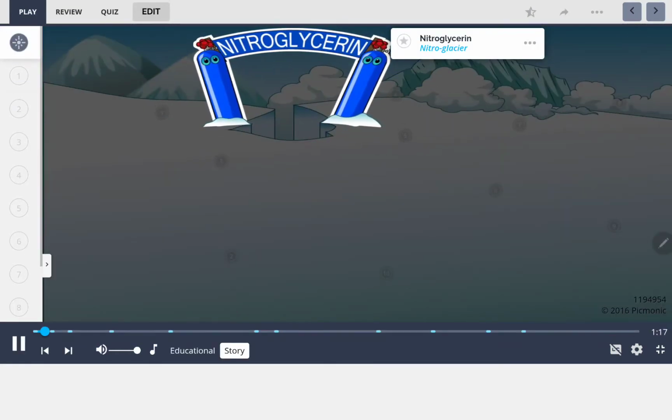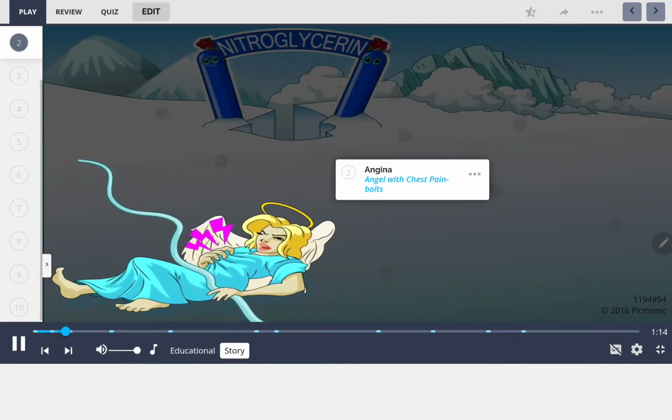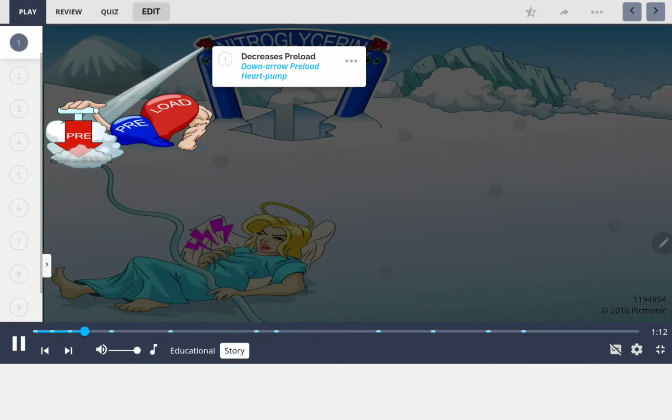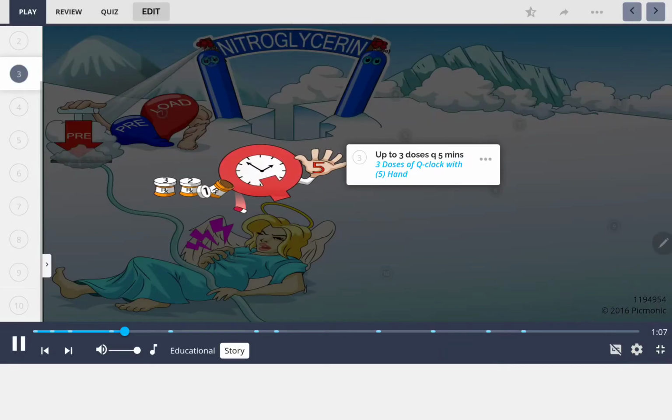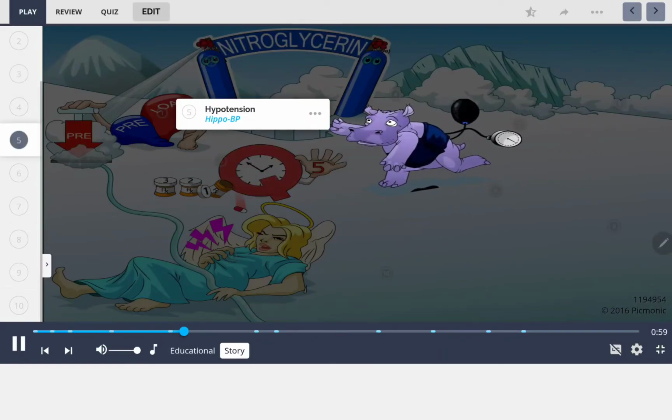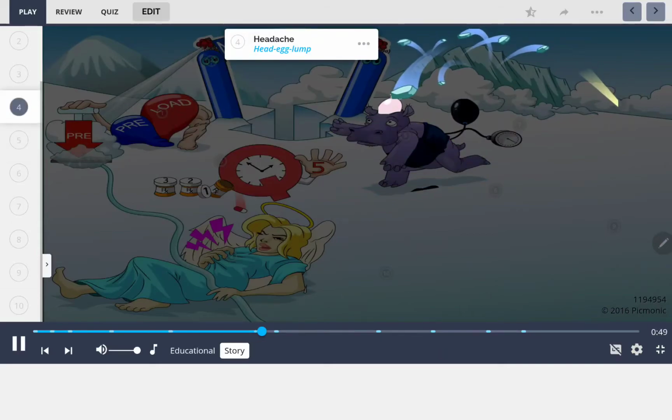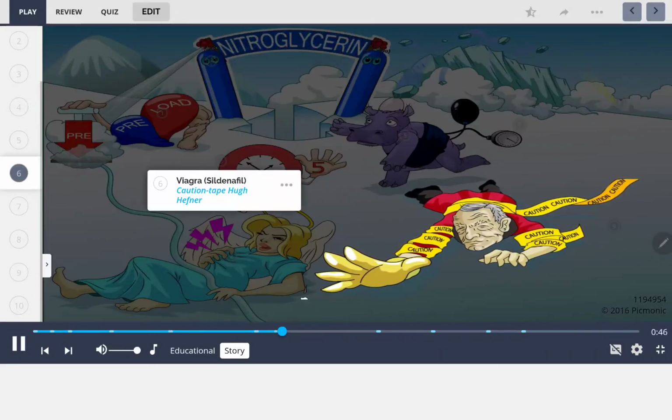The Nitro Glacier is a hidden retreat where angels go to relieve their chest pain. It accomplishes this by freezing the preload heart pump, preventing it from filling the heart so much. This can be done with up to 3 doses, 1 every 5 minutes, as provided by the 3 doses Q clock with a 5-hand. Unfortunately, due to climate change, this beautiful glacier is melting, and giant chunks of ice fall away all the time. These massive ice chunks land on the indigenous creatures, like the HiPoBP, causing huge headache lumps. When Hugh Hefner learned of this icy oasis where beautiful angels go to rest, he just couldn't resist paying them a visit.